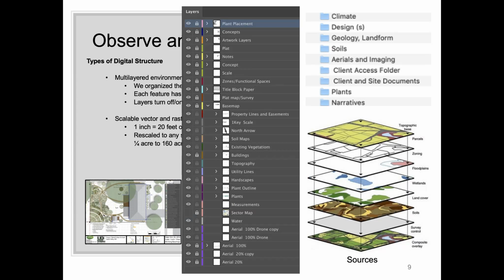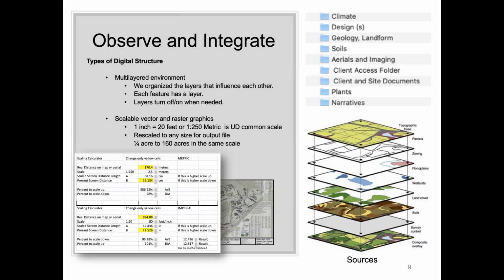Property lines, buildings, topography. The positions of the layers are also important, so that some lines go underneath other lines. That just makes it really helpful to use.